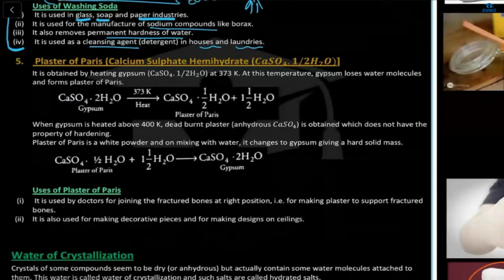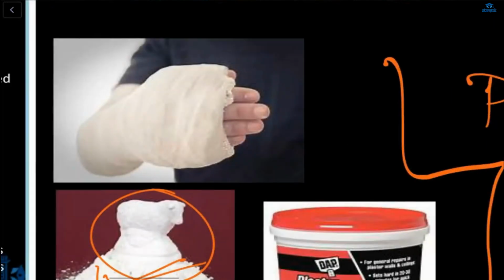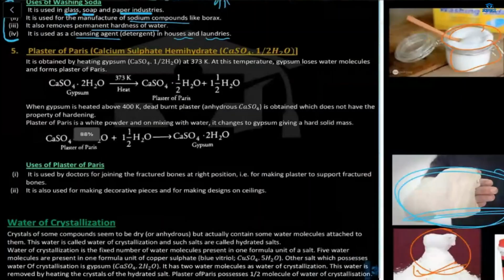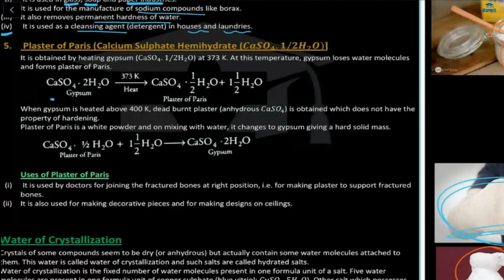Last is your plaster of Paris. Plaster of Paris is also this. If a hand breaks, what do we apply? We used to apply plaster of Paris to fix our bones. And how is plaster of Paris formed? If we heat gypsum at 373 Kelvin. And what is the formula of gypsum? CaSO4 into 2H2O. You will go home today and make notes of all the salts with the equations.